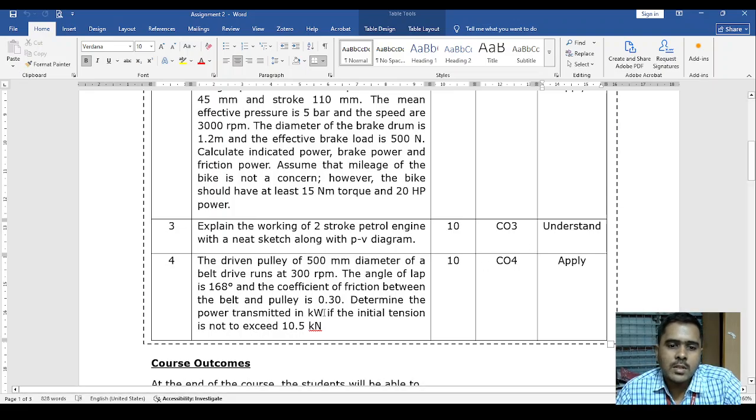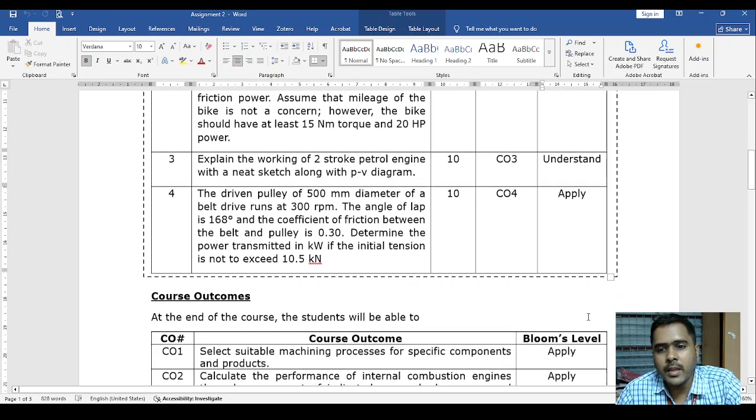And the last question is again a numerical problem. This will be slightly different from what's being taught in the class. So I would classify this as the apply category.